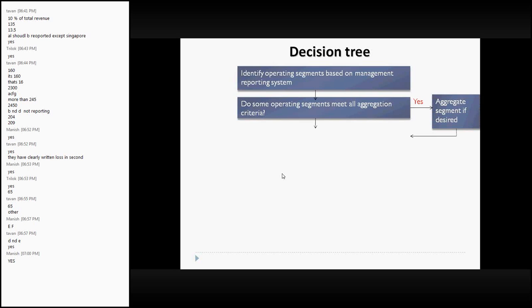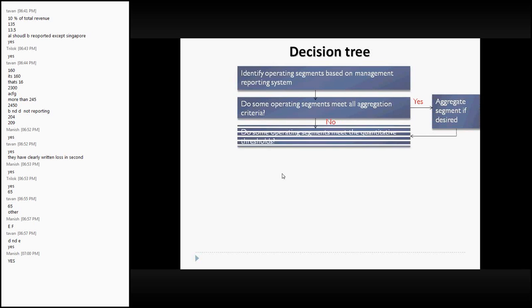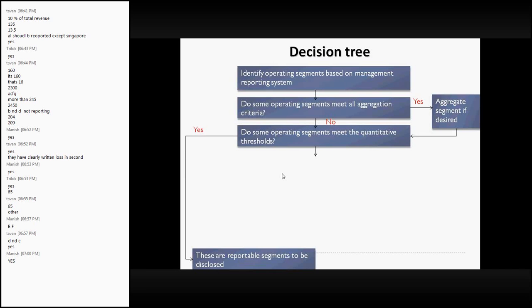If no, we'll see, do some operating segments meet the quantitative threshold of revenue, assets and profit or loss of 10% or more of the greater of the combined loss of all the operating segments that reported loss, or the combined profit of all the operating segments that reported profit. If it meets the quantitative threshold, yes, it certainly becomes a reportable segment.